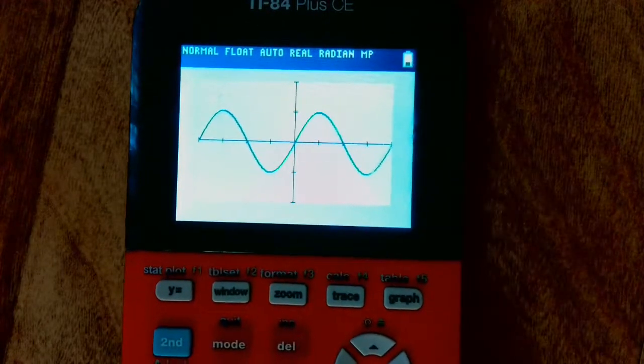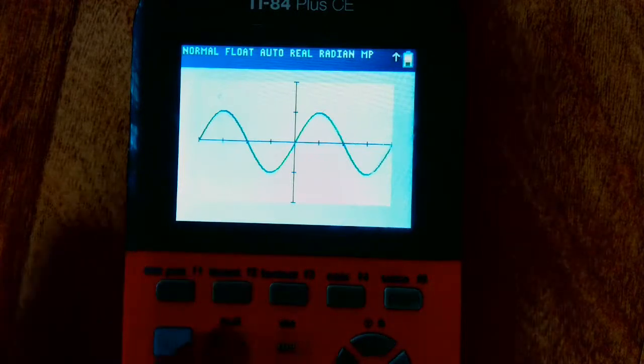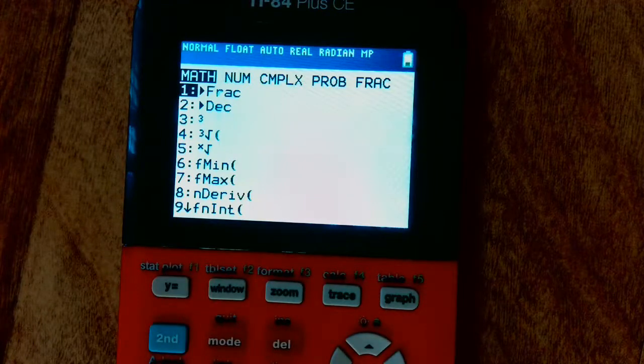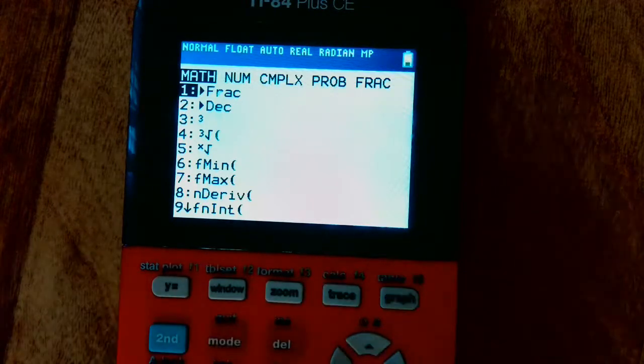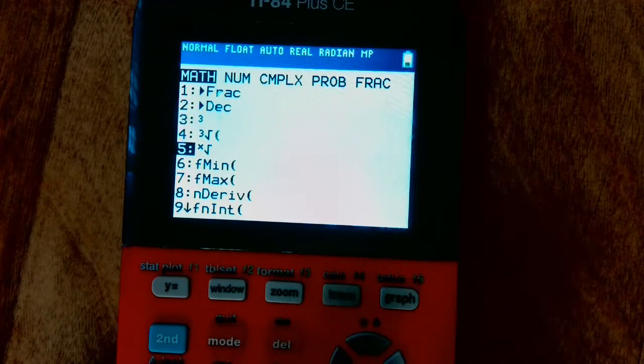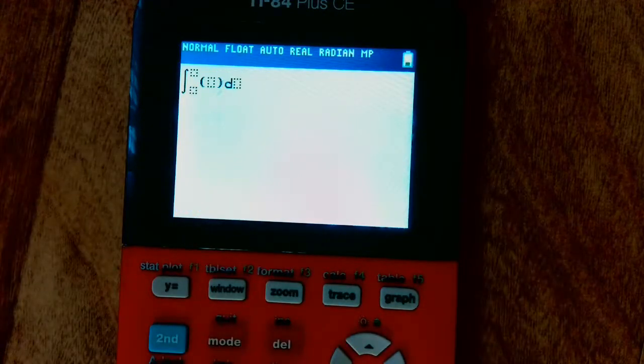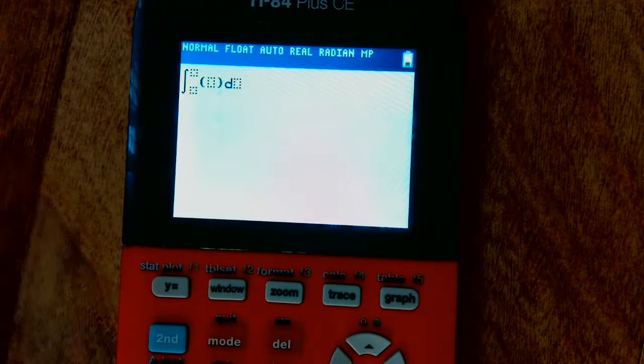Okay, so that's one method for finding an integral with your calculator. Another method is to go back to the main screen and go to math. That's where you would find the fractions and square roots and stuff like that. And maybe you've never noticed it before, although you've seen it hundreds of times. Number 9, FNINT, that's function integration. Depending on the type of calculator you have, it could set you up very nicely. So here, if you use the integral function integrate option, it actually sets up the integral.